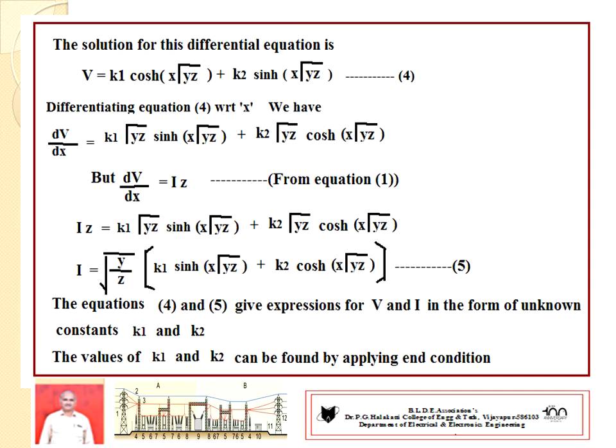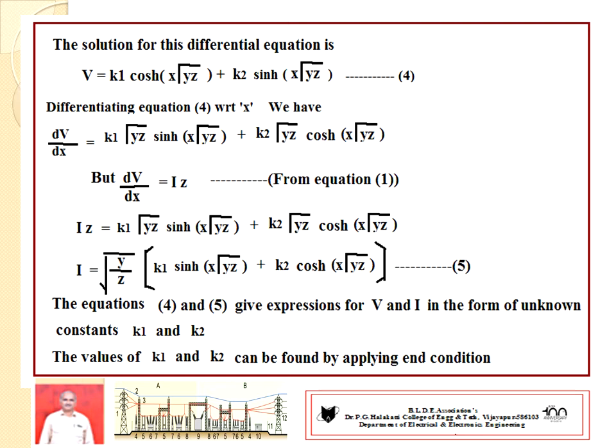Hence, in the above expression, dV/dx is replaced by I into z. Therefore, I into z equals the equation becomes... you transfer z to this side and write the current expression. I equals, taking z to the right side, square root of y by z, taking the common factor, inside the bracket K1 sinh(x square root of yz) plus K2 cosh(x square root of yz).